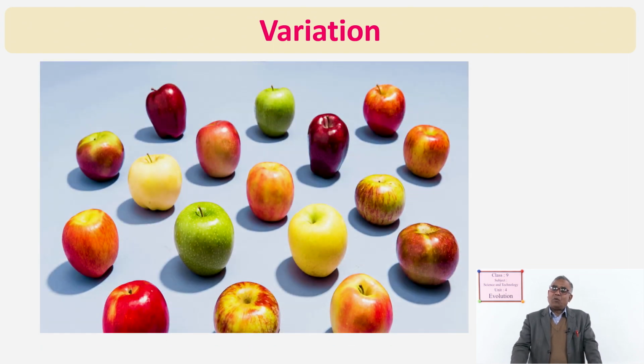And look here, why only animals? Why only human beings? In plants also, all of them are apples, but they are of different shape, different size, different colors. Someone is elongated, someone is round, someone is yellow, someone is orange. Here color is different, shape and size are different. So they are variation.